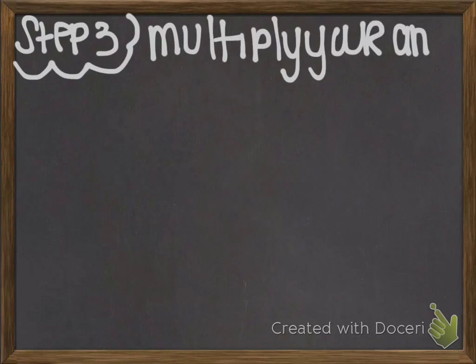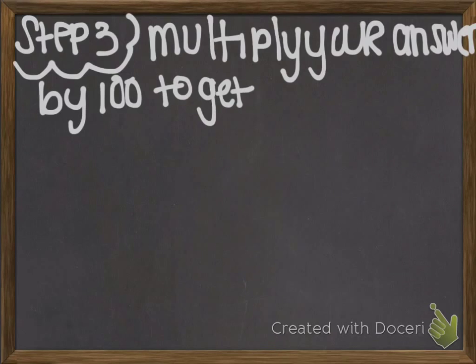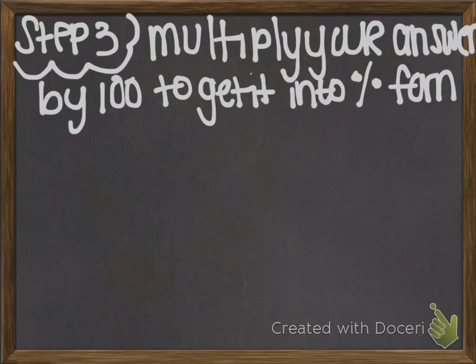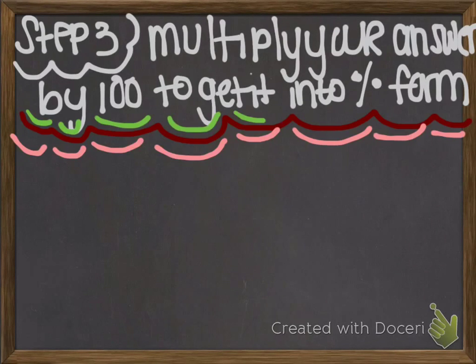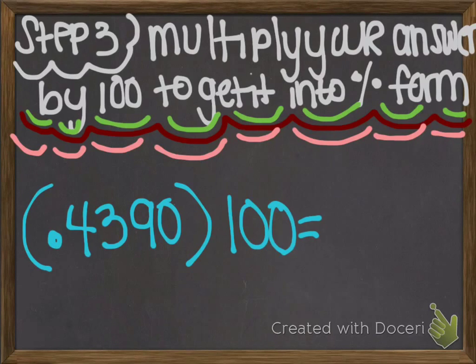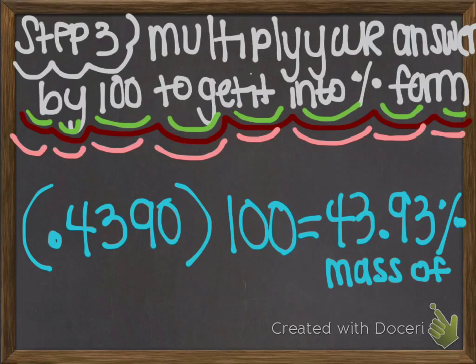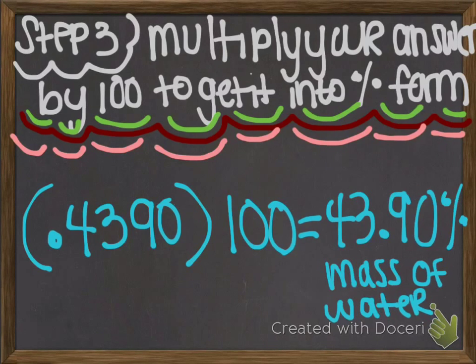And in the third and final step, we're going to multiply our answer by 100 to get it into percent form. So we're going to take 0.4390 times 100 to get 43.93% mass of water. Excuse me, I meant 43.90% mass of water.